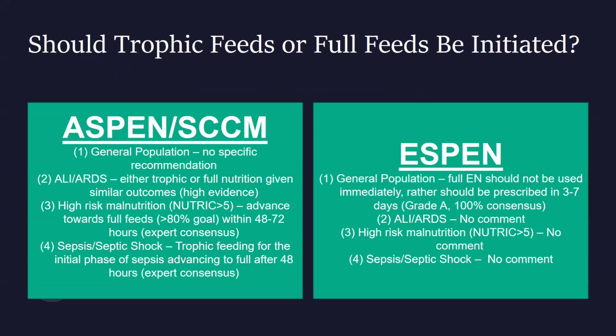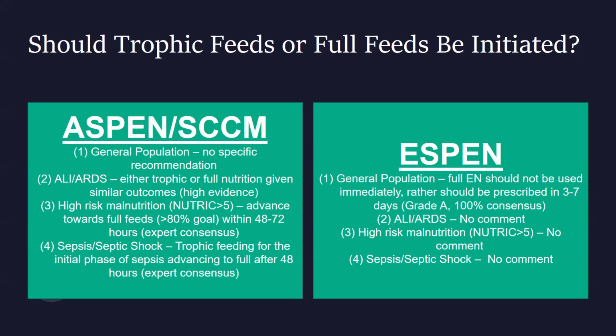So trophic feeds, what we call trickle feeds, are defined as 10 to 20 cc's per hour, which many of us probably know. In the American guidelines, they don't give any specific recommendations on just the critically ill general population. What they do, though, is talk about some subgroups. So the patients with acute lung injury and ARDS, they say that you can do either trophic feeds or full nutrition because the outcomes are similar.